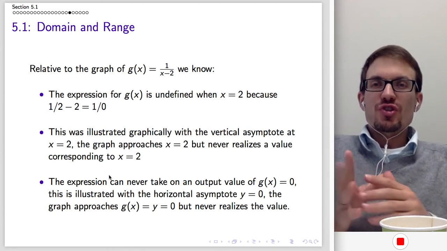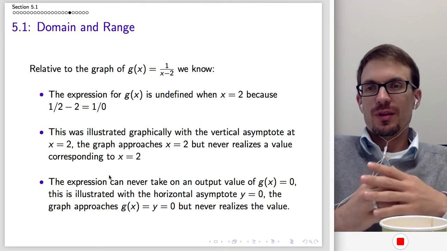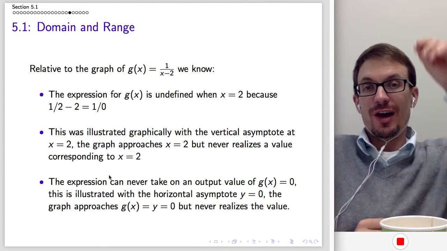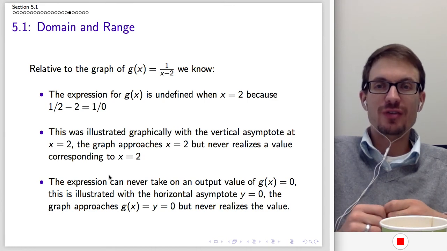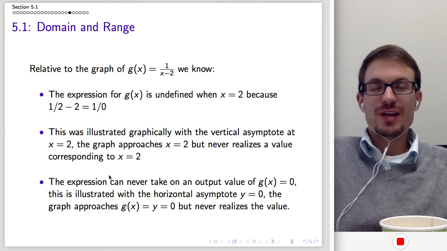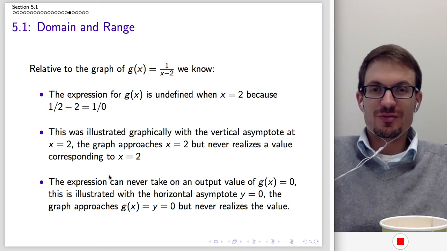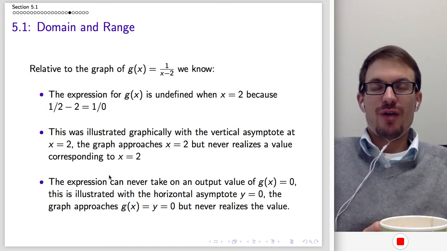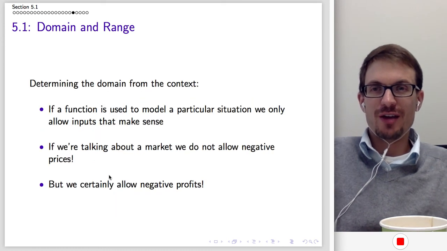Okay. So here's just some summary relative to this graph. Well, the expression for g of x is undefined when x equals 2 for the divide by 0 problem. This is illustrated graphically with a vertical asymptote at x equals 2. The graph approaches x equals 2 but never realizes a value corresponding to that x. The expression can never take on an output value g of x equals 0. This is illustrated by the horizontal asymptote, y equals 0. The graph approaches y equals 0, but it never quite realizes that value.